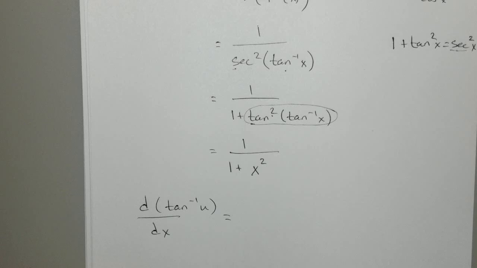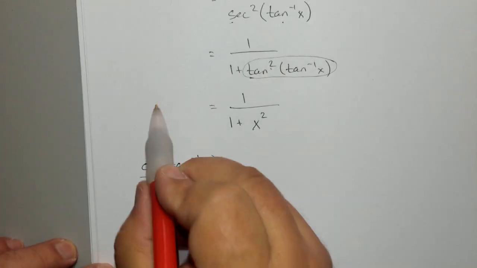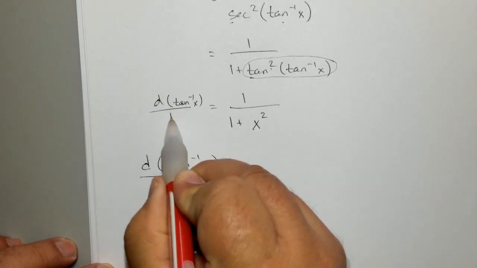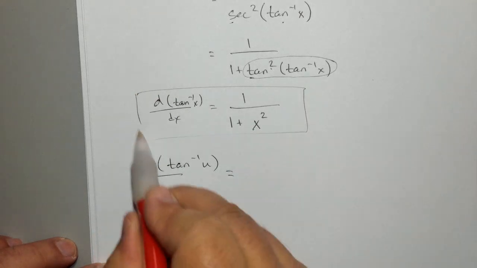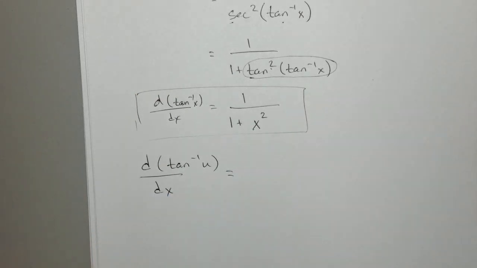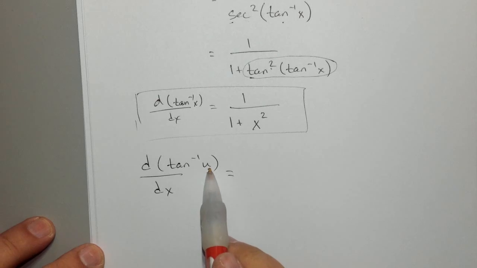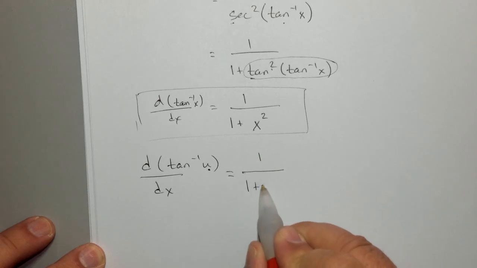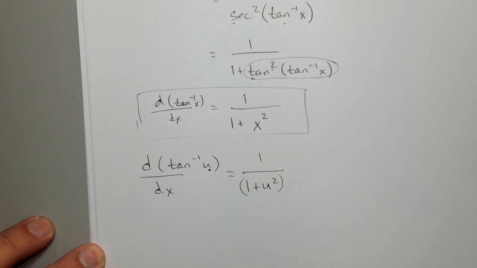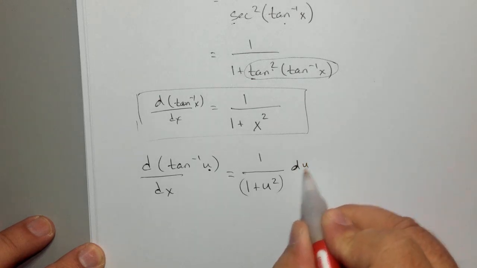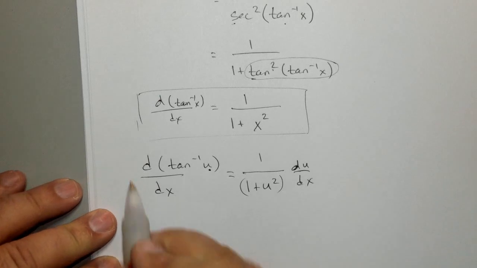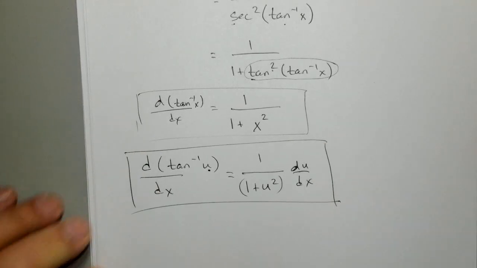Let's look at the general formula. So this is the inverse of tangent of x. That only works if you have x as the argument. But if you have a function inside the function, then it's going to be 1 over u squared du dx. That is the major argument. That's for no matter what you have.